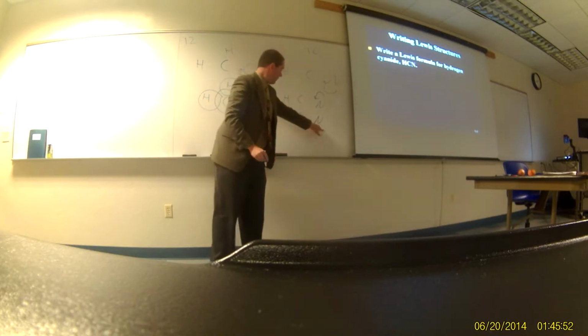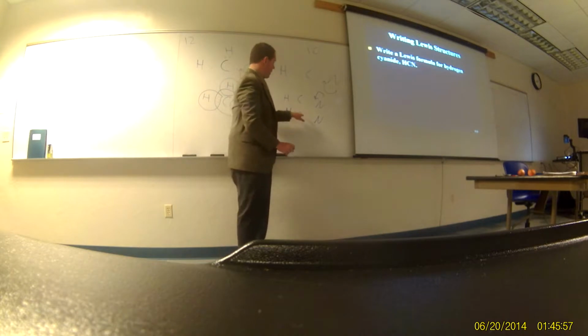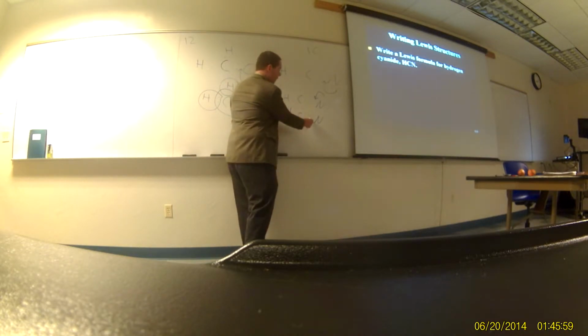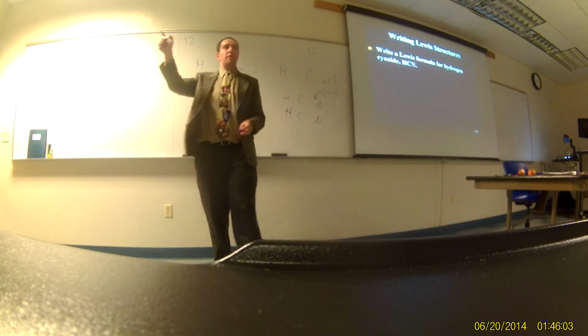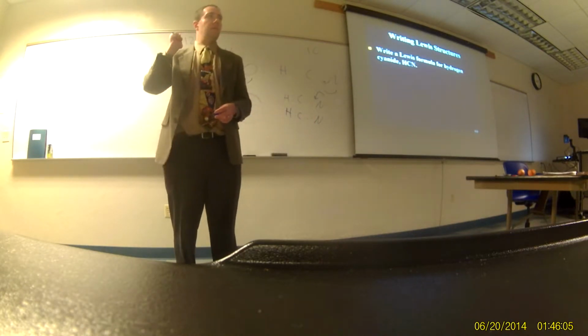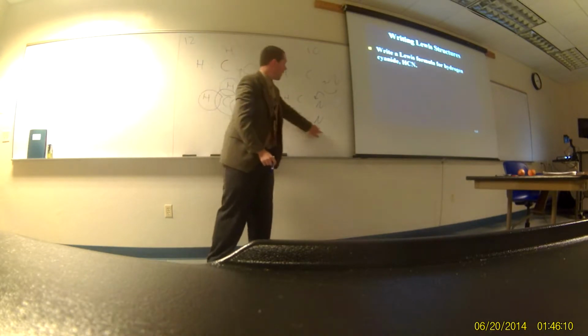Electrons are fine. Hydrogen has 1 bond. Carbon has 1, 2, 3, 4 bonds. Nitrogen has 1, 2, 3 bonds, which is how many you would predict it to have. So everything looks correct. That is the Lewis structure for hydrogen cyanide.